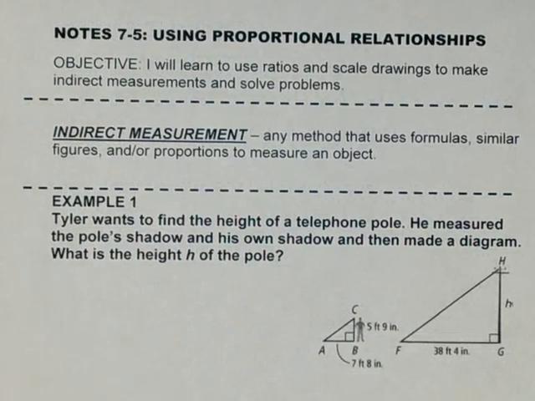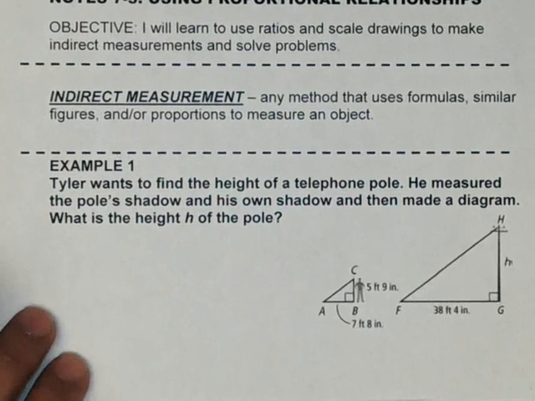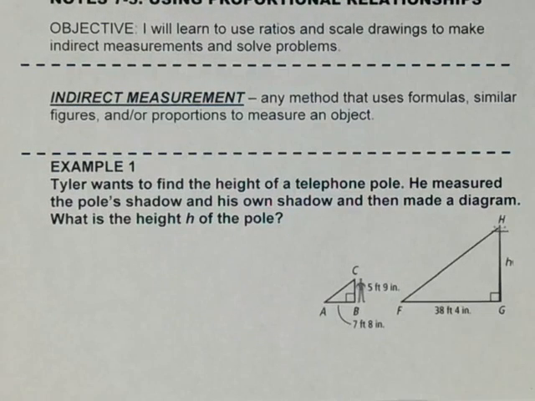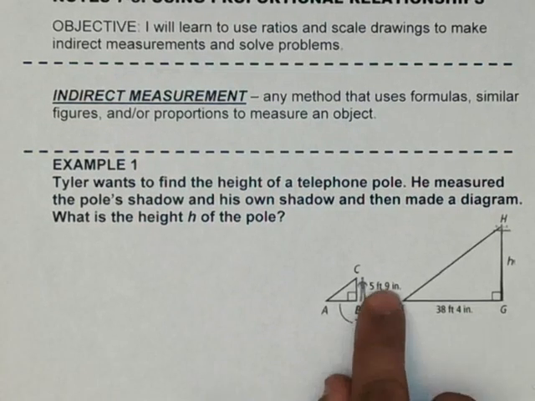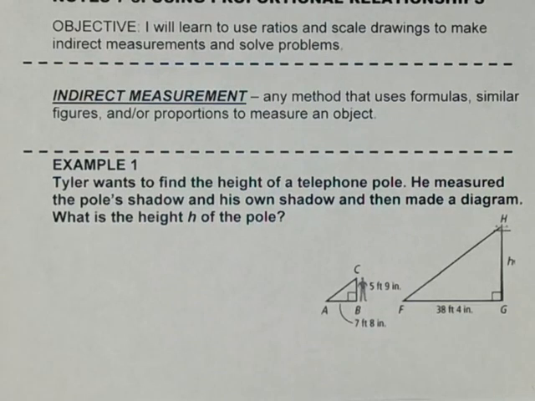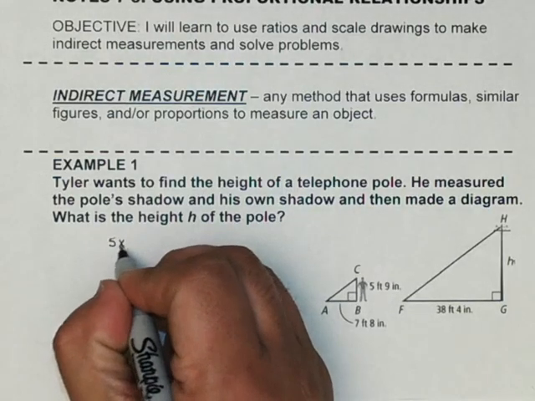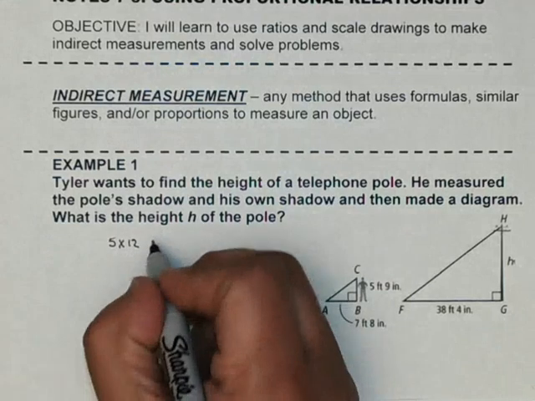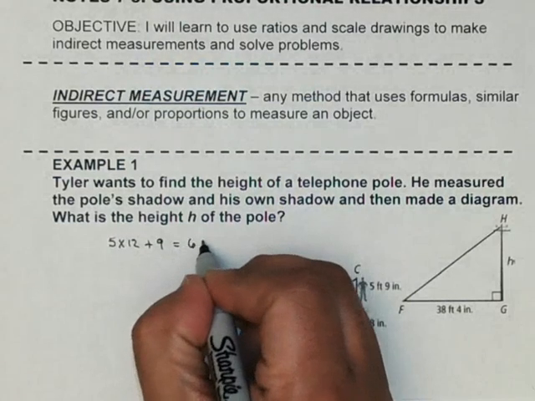And here is the first one. Tyler wants to find the height of a telephone pole. He measured the pole's shadow and his own shadow, then made a diagram. What's the height of the pole? All right, so the first thing we need to do is, since it's written in feet and inches, we have to convert these into either feet or inches. I'm going to use inches because it's a little bit easier to work with. And remember, each foot is 12 inches, so I need to multiply 5 times 12 and add 9. So his height comes out to 69 inches.